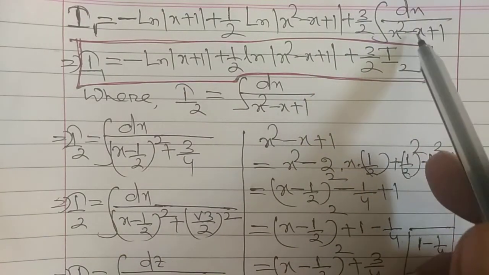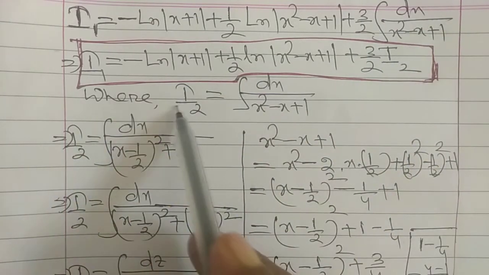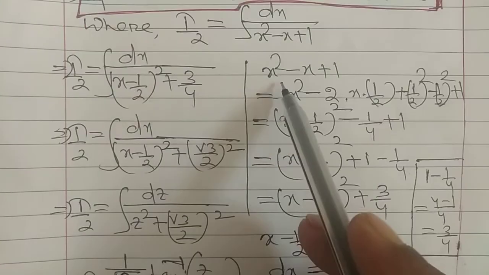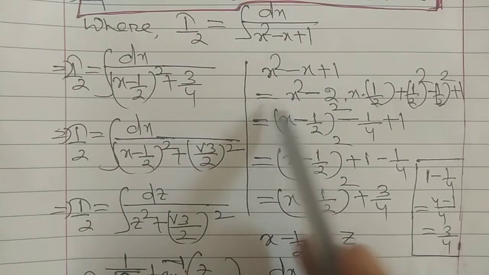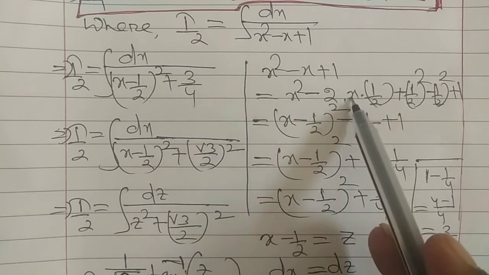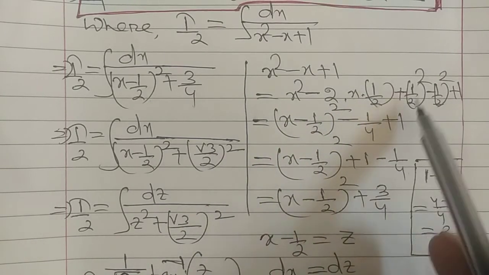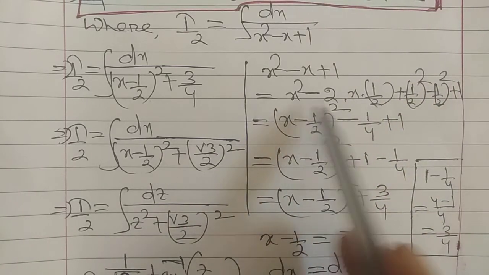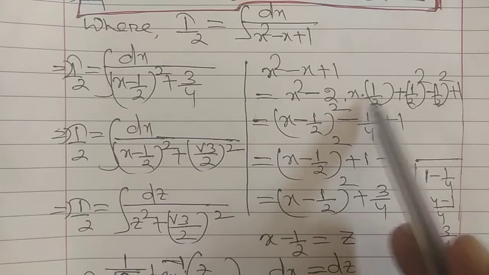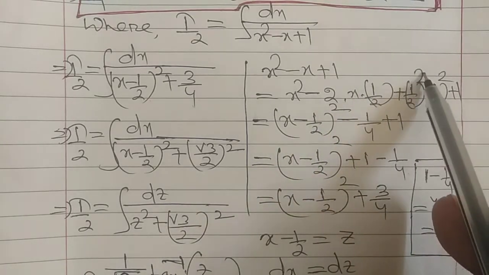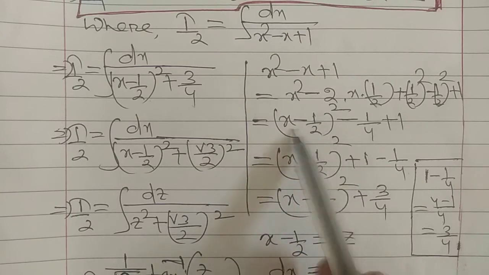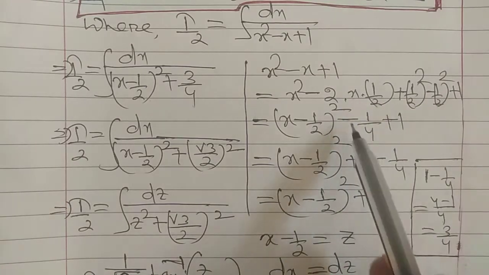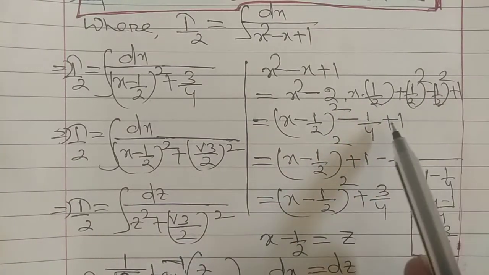where again I2 is equal to integration of dx by x square minus x plus 1. Now x square minus x plus 1 is equal to x square minus 2 into x into 1 by 2 plus (1 by 2) the square, minus (1 by 2) the square, plus 1. Here x square minus 2 into x into 1 by 2 plus (1 by 2) the square is (x minus 1 by 2) the whole square. And here minus (1 by 2) the whole square is minus 1 by 4, and plus 1.